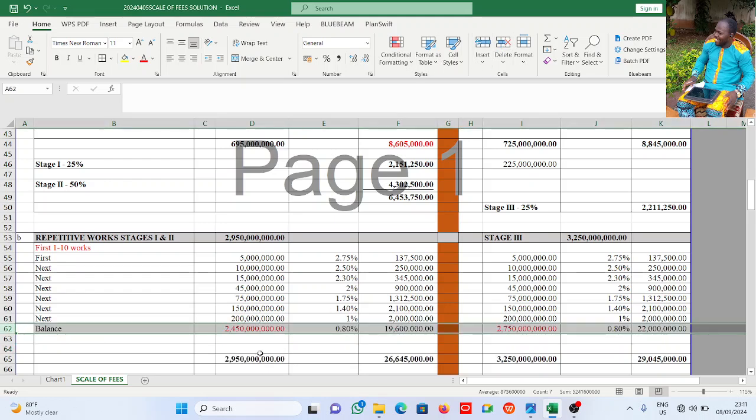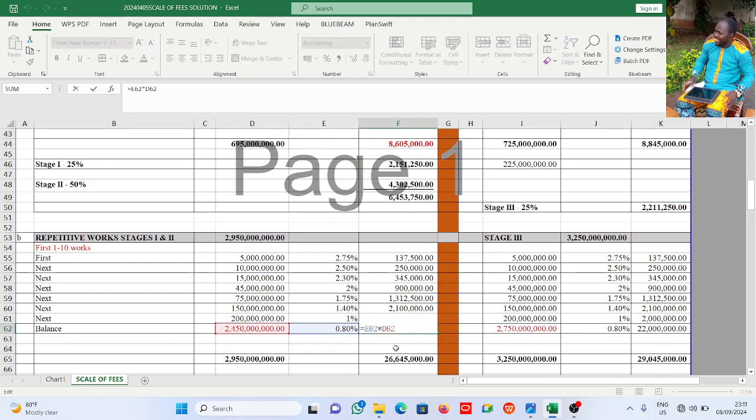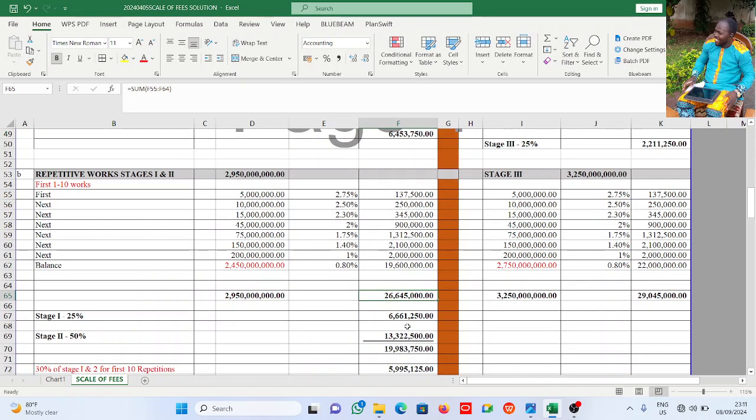This is 2.45 billion, so 0.8% of that gives me this. Or if I sum everything up here, it is 26,645,000. Now stage one is 25%, stage two is 50%. At some point I may say 75% instead of separating both of them, but it is still the same thing. Stage one is 25%, that gives me this. Stage two is 50%. So I sum the two of them up.